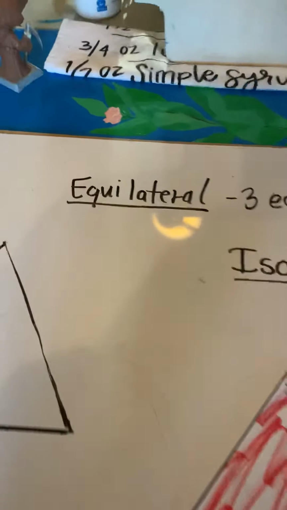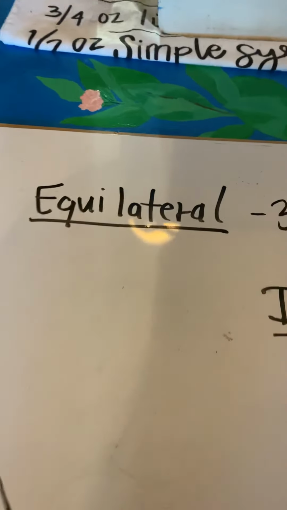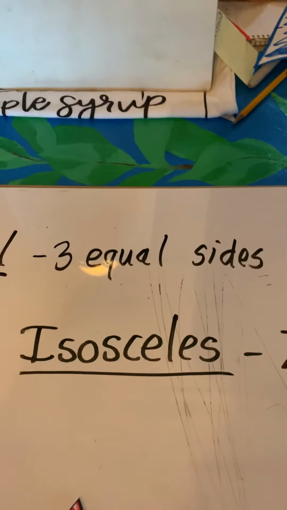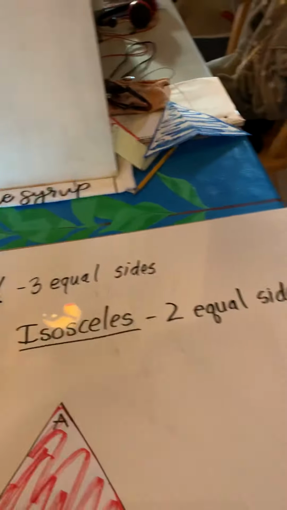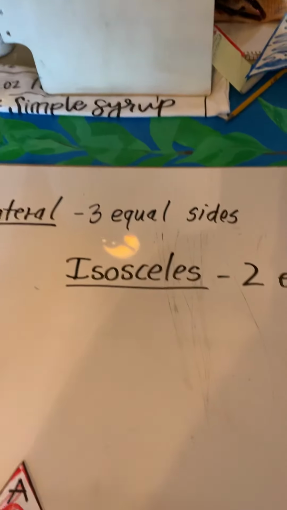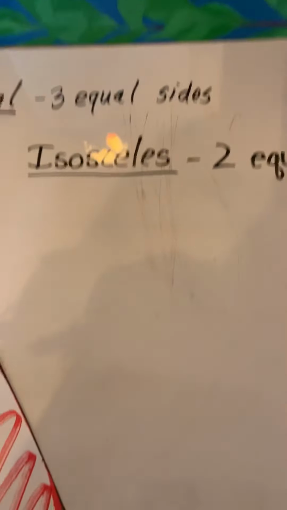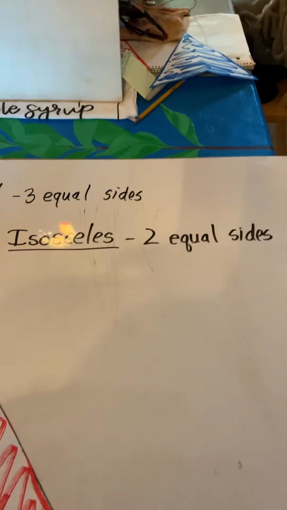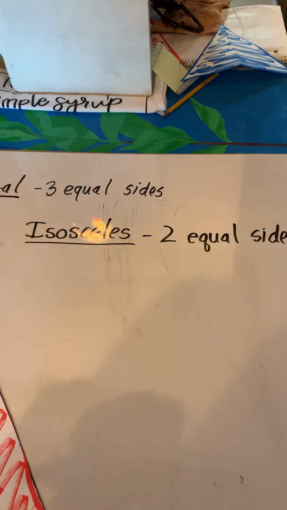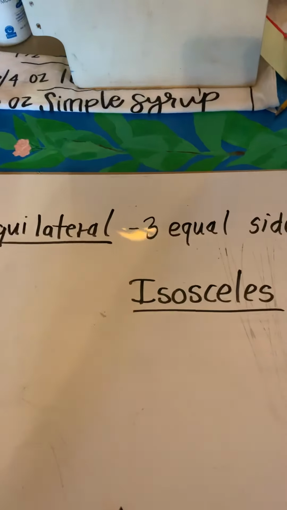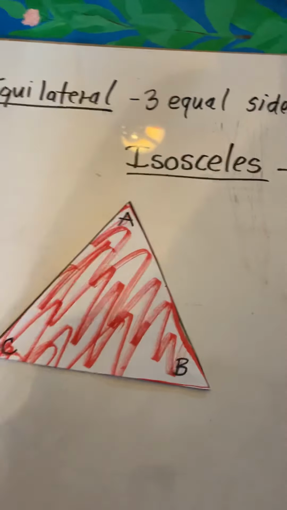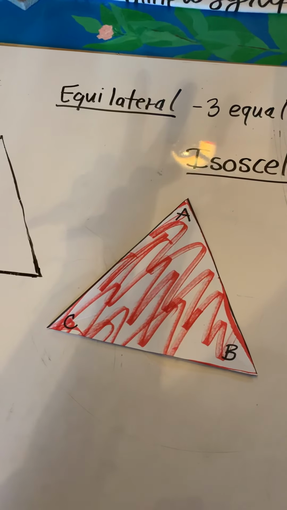Hello, everybody. Today we're going to look at equilateral triangles, which we all know have three equal sides. So something I want you to think about: is an equilateral triangle also an isosceles triangle? Now, an isosceles triangle has two equal sides. So let's think about that. If an equilateral triangle has three equal sides, does it also mean it has two equal sides?